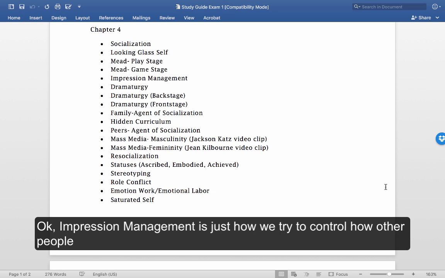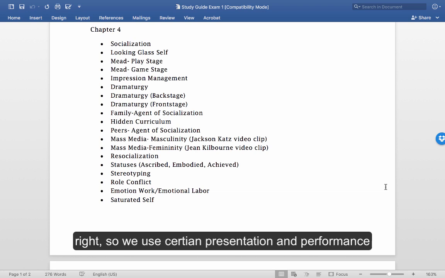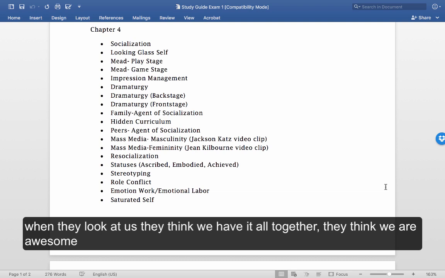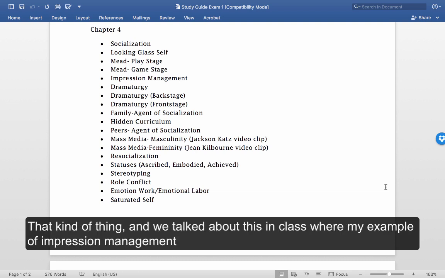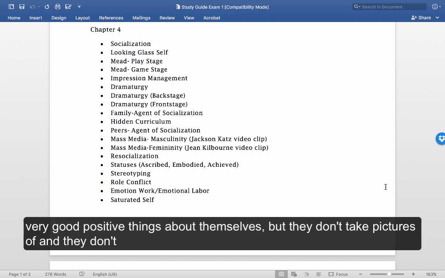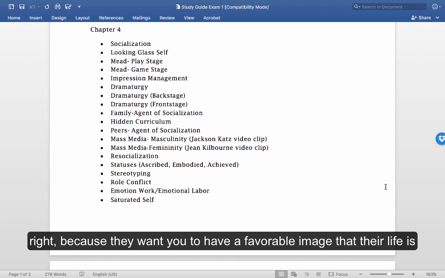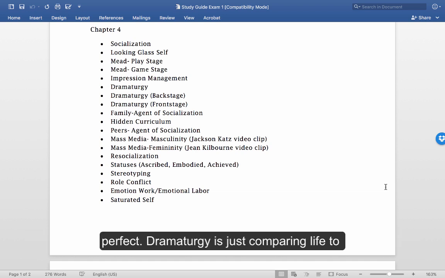Okay, impression management is just how we try to control how other people see us so that other people have a good view of who we are, right? So we use certain presentation and performance tactics in order to try to control how people see us so that when they look at us, they think we have it all together, they think we're awesome, that kind of thing, right? And we talked about this in class, how my example of impression management to the extreme is like Instagram or Facebook, where people only put out the very good, positive things about themselves, but they don't take pictures of and they don't necessarily post about all the awful and negative things that they go through in their life, right? Because they want you to have a favorable image that their life is perfect.